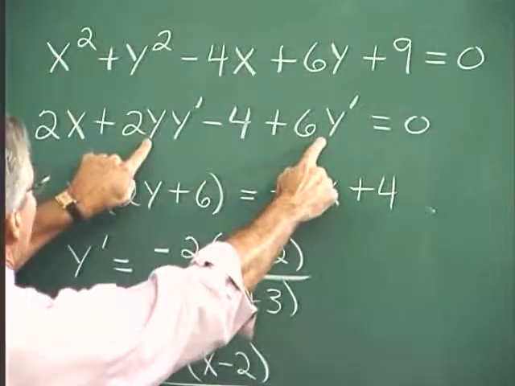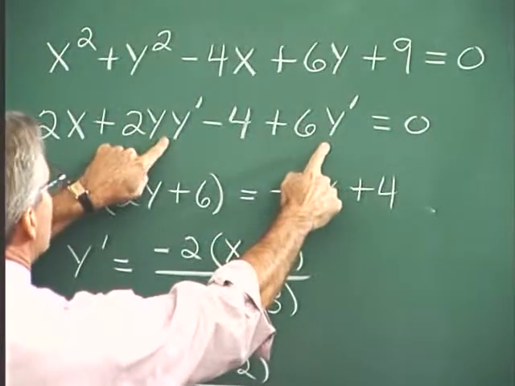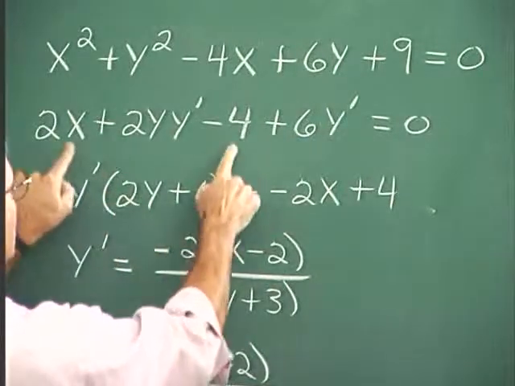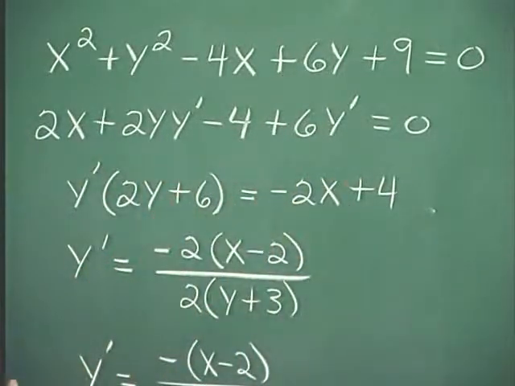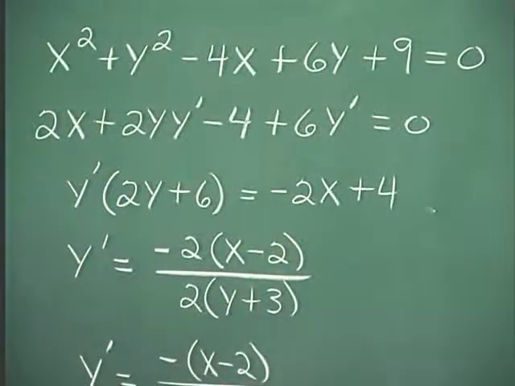Now notice I'm factoring as I go. I'm taking y prime out of these two terms, and I'm left with 2y plus 6. So y prime times 2y plus 6. And I'm taking these two terms and kicking them to the other side. So I subtract 2x, and I add 4 on both sides to accomplish that.